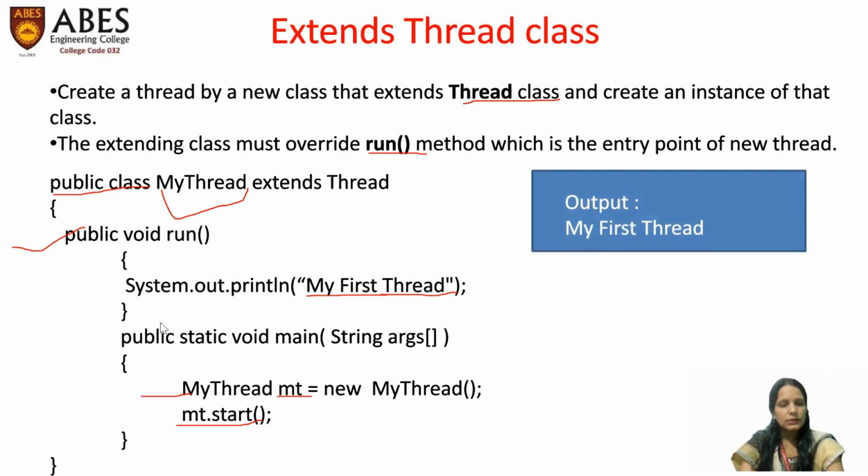So this is the first way through which we can execute our run method, or we can create our thread. We are just extending the thread and overriding the run method of the thread class.